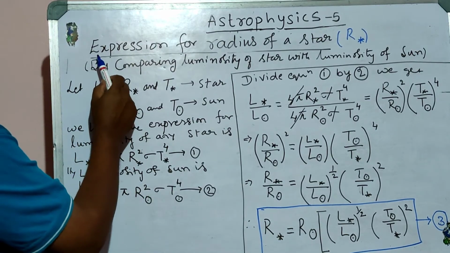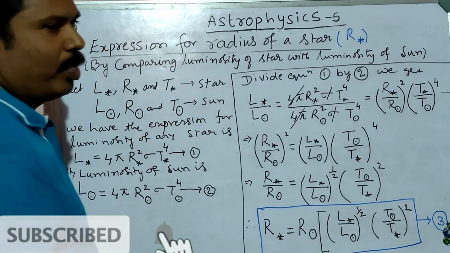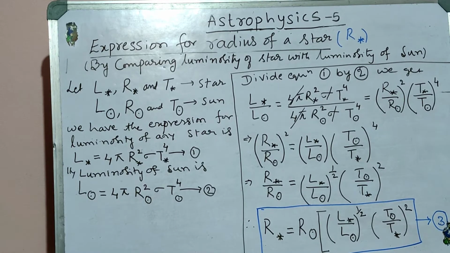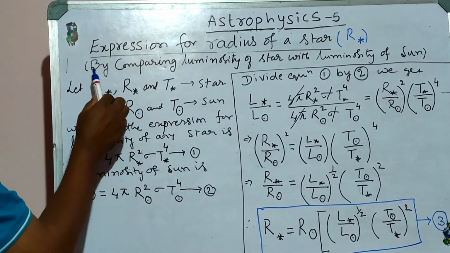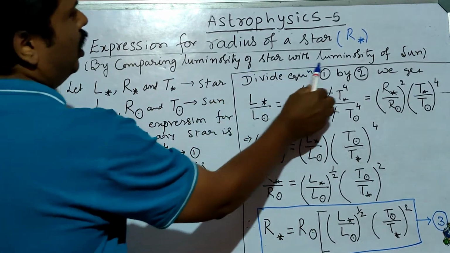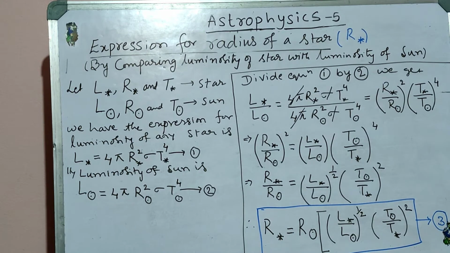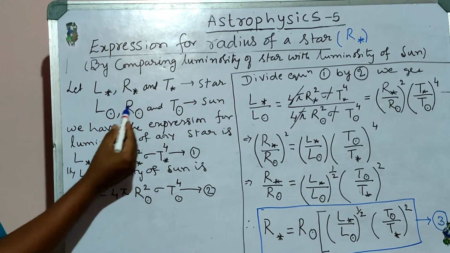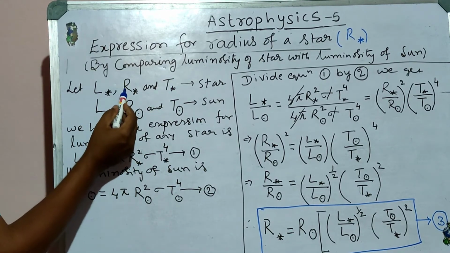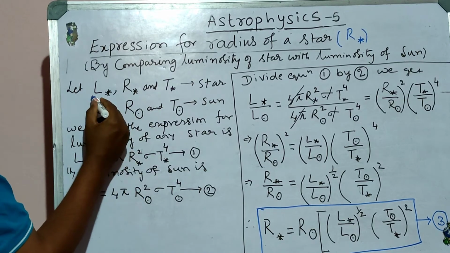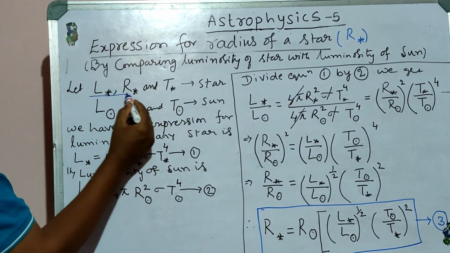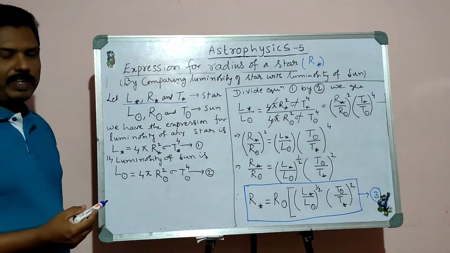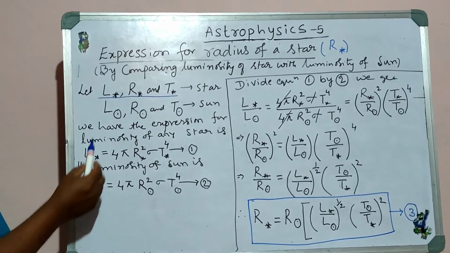Okay, friends, let's come to deriving the expression for the radius of a star. The expression for the radius of a star can be found by comparing its luminosity with the luminosity of the sun. Now let L star, R star and T star be the luminosity, radius and surface temperature of a star. Here the suffix star means these refer to the star's values of luminosity, radius and surface temperature. Now let's come to the sun.